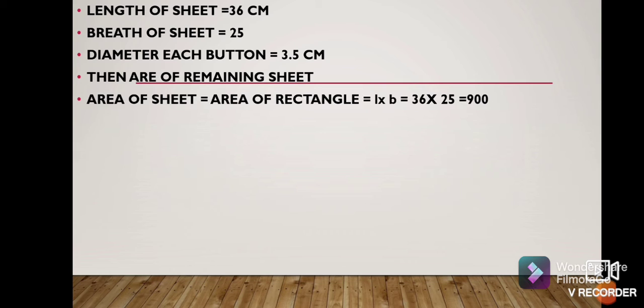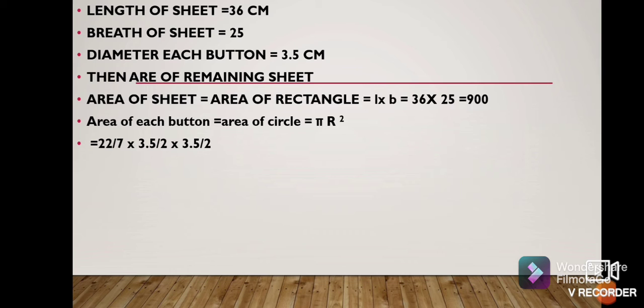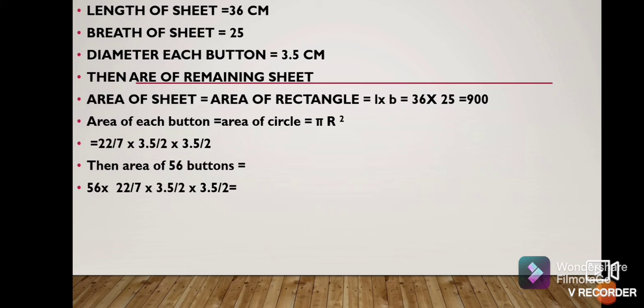Area of rectangle, that is length into breadth, 36 into 25, that is 900. We are doing step by step here. Now area of each button is area of a circle, pi r square. That is 22 by 7 into 3.5 by 2 into 3.5 by 2. Then the area of the 56 buttons is simply 56 into 22 by 7 into 3.5 by 2 into 3.5 by 2.